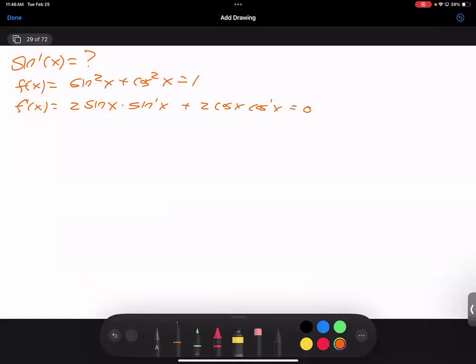What's a good value of x to use? This is true for all values of x. Pi fourths. Okay, so if I use pi fourths, I would know what sine and cosine of pi fourths are, but I don't know what sine prime and cosine prime of pi fourths are.